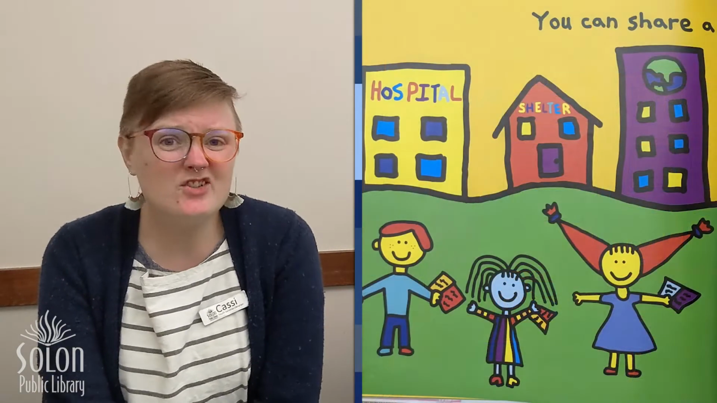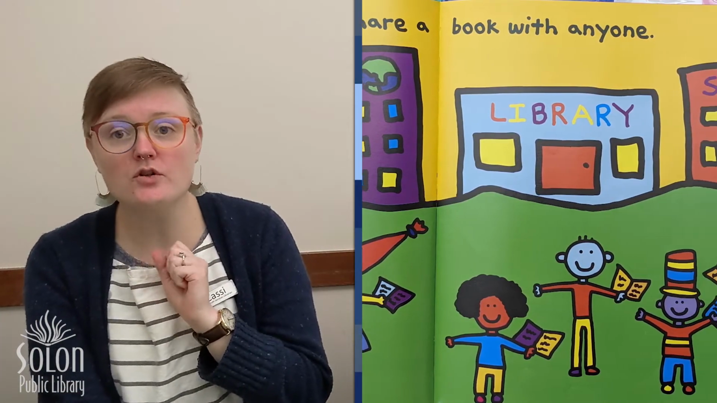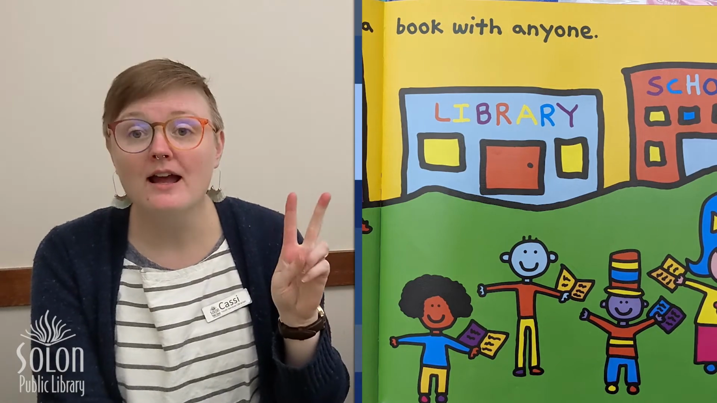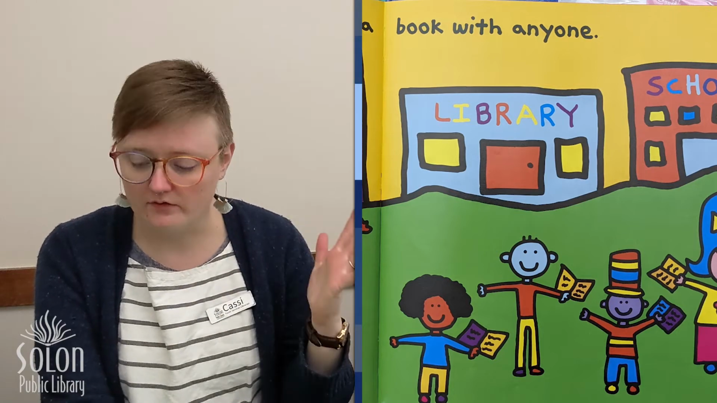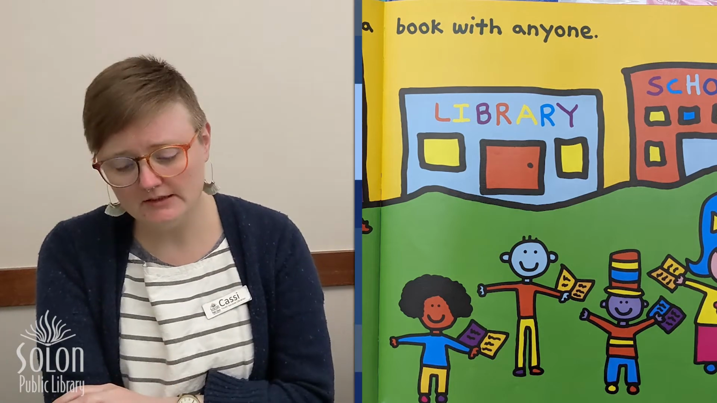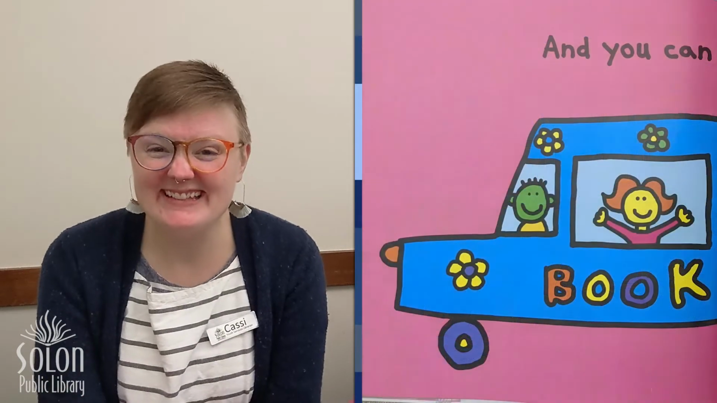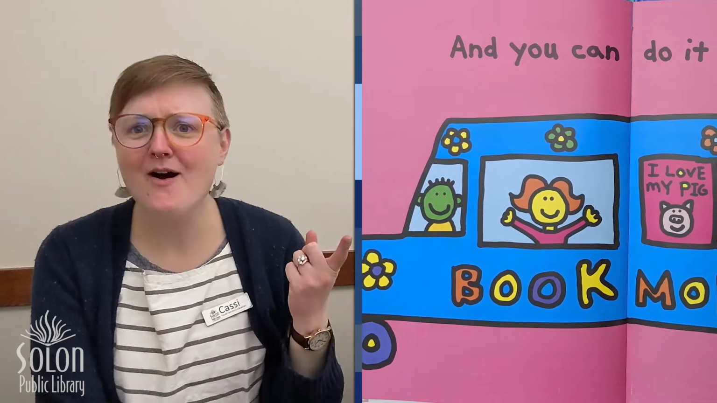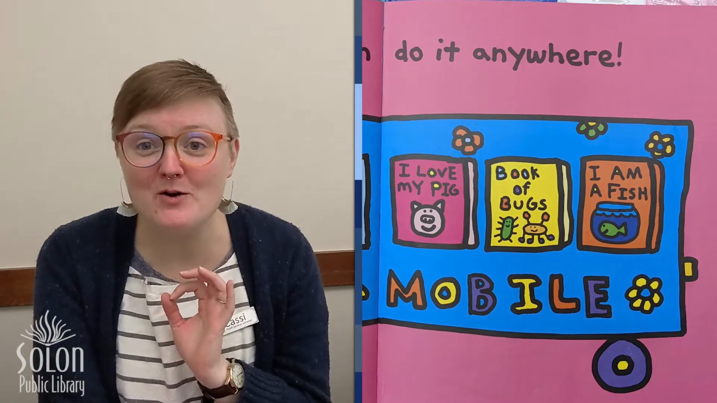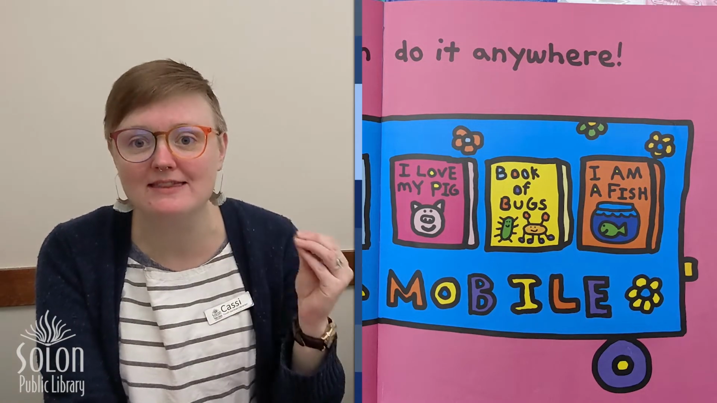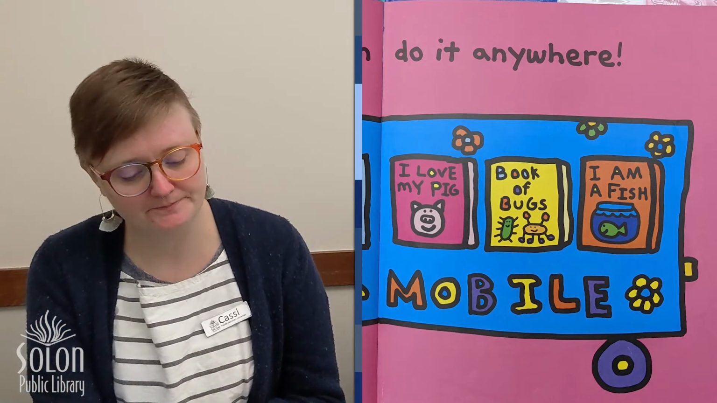And you can share a book with anyone. So look, they have some buildings here. You can share a book with someone at the hospital, at the shelter, either for people or for animals, at the library, of course, at school, all kinds of places you can share books with anyone. And you can do it anywhere. What's in this picture? That's right, it's a bookmobile, another kind of moving library. Oh my goodness, you really can read anywhere.